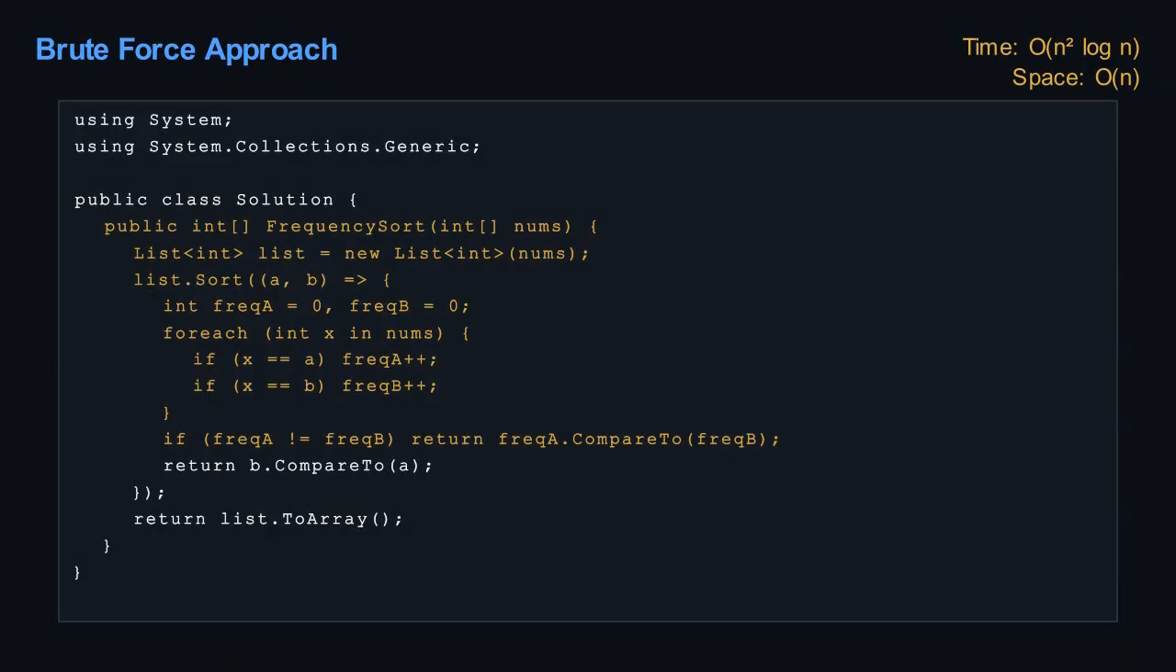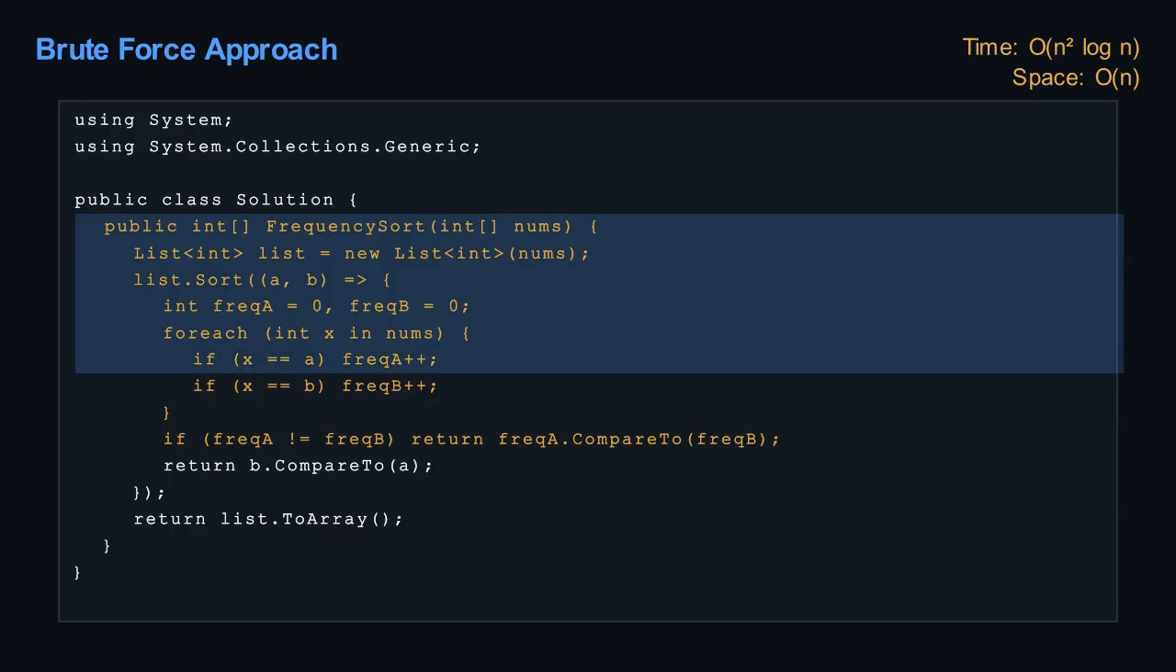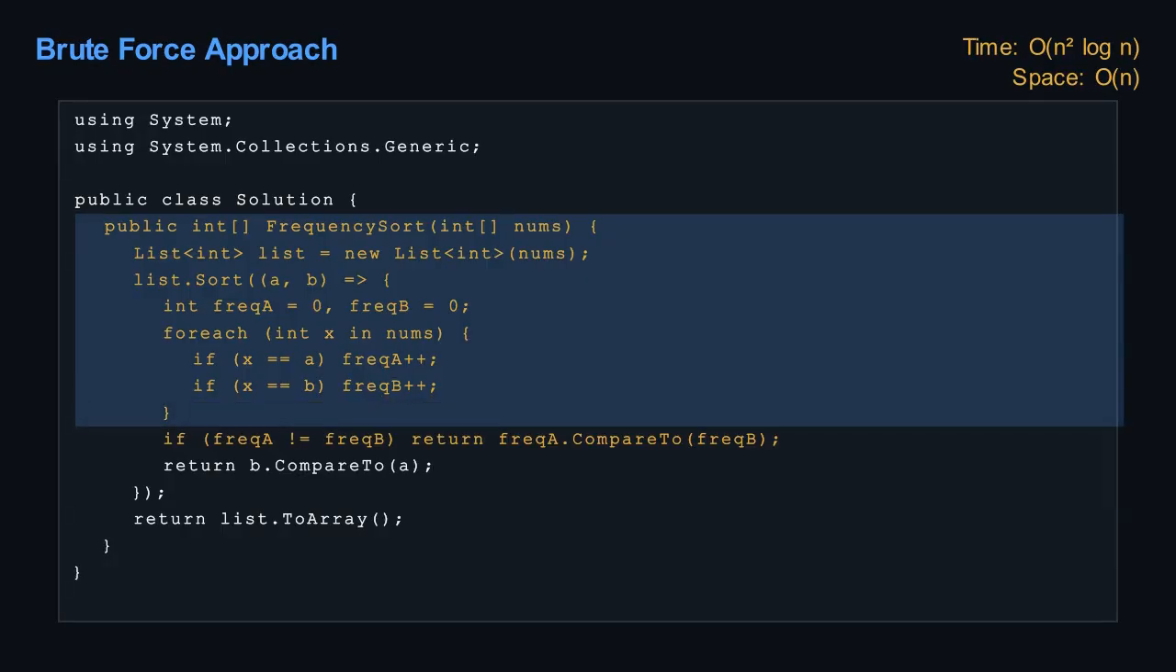A naive approach would be to convert our array into a mutable list and then use a custom sort function. Inside this custom sort, for every pair of elements being compared, we'd iterate through the entire original array to calculate their frequencies on the fly. This repeated frequency calculation for every comparison is incredibly inefficient. If the list has n elements, and each comparison takes n time to find frequencies, the sort itself, which is typically n log n, becomes n squared log n, and this redundant work makes it too slow, even though space complexity would be linear for the list.